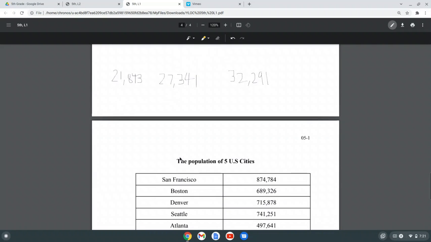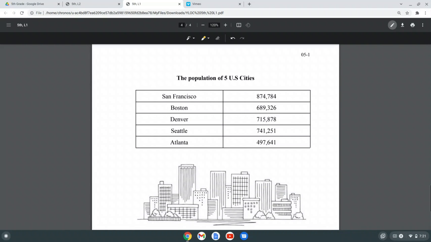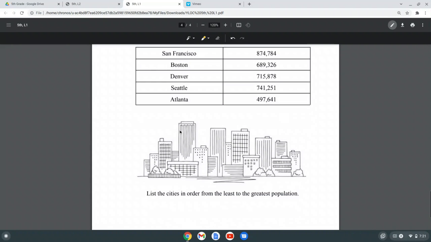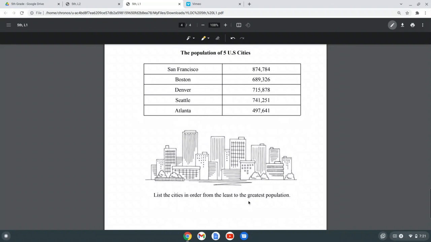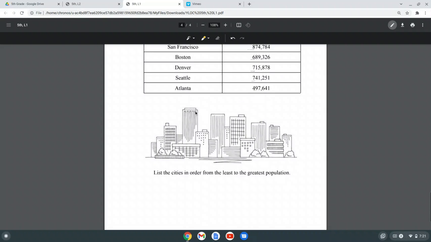Next, the populations of 5 U.S. cities: San Francisco, Boston, Denver, Seattle, and Atlanta. List the cities in order from the least to the greatest population. Let's look at the thousands place. 100,000, 8, 7, 8, 6, 7, 4. So 4 is the smallest in the thousands place, so we write Atlanta.